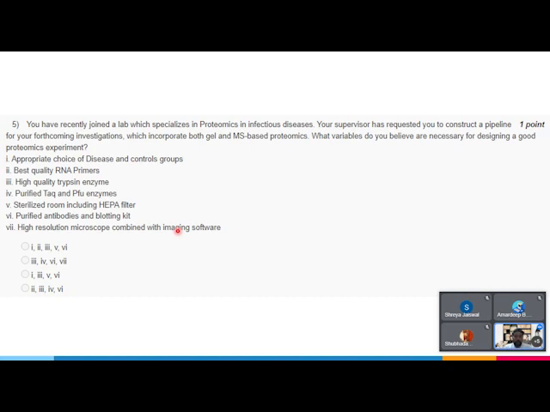So which of the following do you think is necessary for developing a pipeline in proteomics? The options are given here. We have given various choices here. Okay, so Amardip says it is number one, appropriate choice of disease and control groups, best quality primers, high quality trypsin, sterilized room with HEPA filter, and purified antibodies and blotting kit. Okay, so Archana also says A. Any more answers? Anyone else wants to try it and answer this? Okay, Shreya also says it is A.